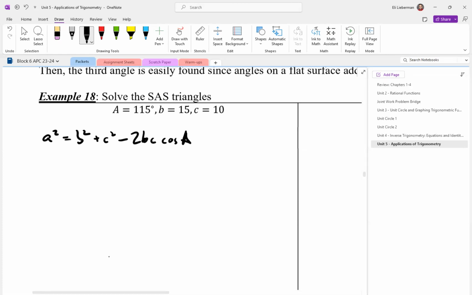Sounds like you've forgotten what the cosine of 115 is. Yeah, okay.